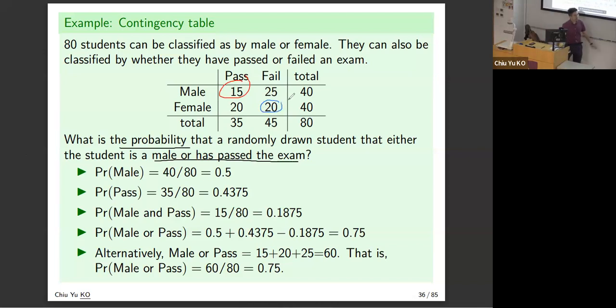20 means that 20 females failed the exam, okay? And here we have the total, which means that in total the active students, okay?